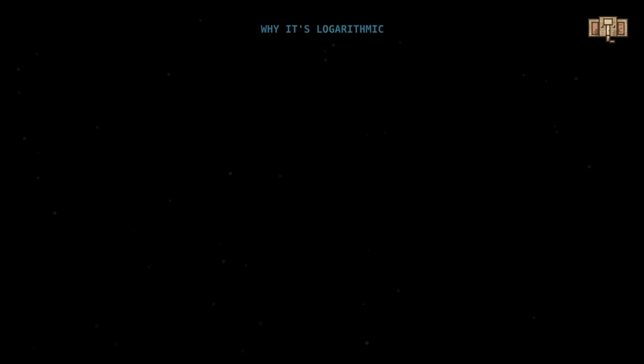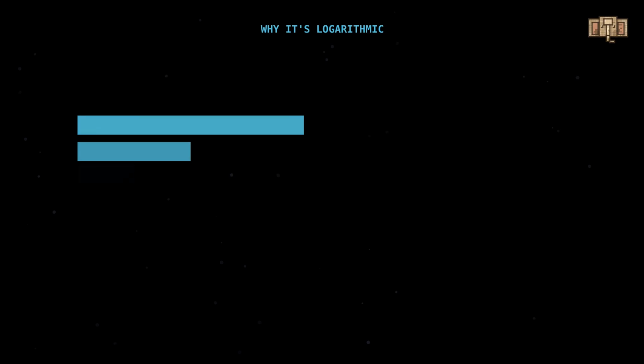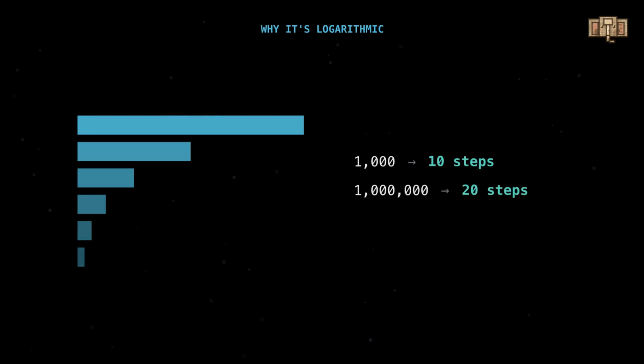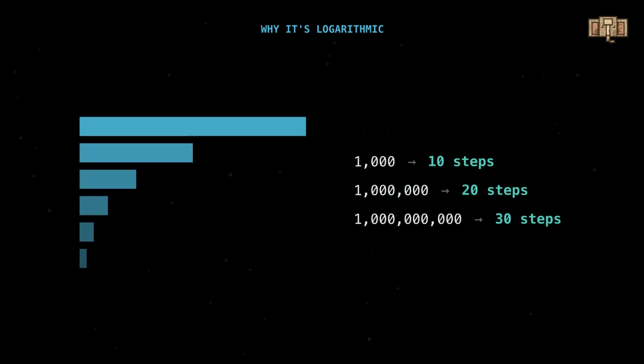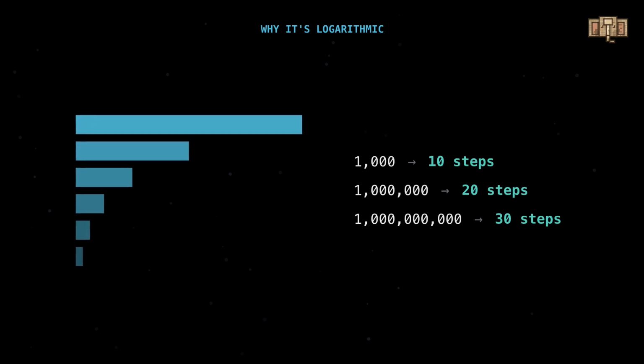So where does all that speed come from? Each step halves what is left, and halves it again and again until a single item remains. That count, the number of halvings, is the logarithm. 1,000 items, 10 steps. 1,000,000, 20. 1,000,000,000, just 30. The data explodes, the work barely flinches. And notice, we did not assert that number, we counted it.